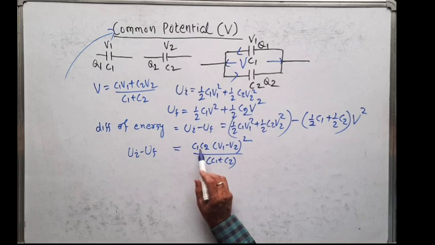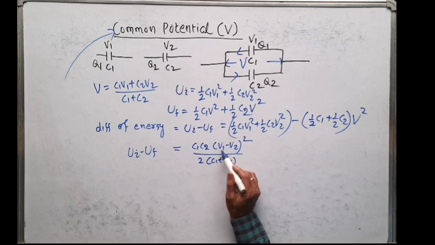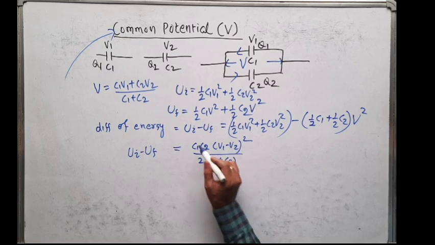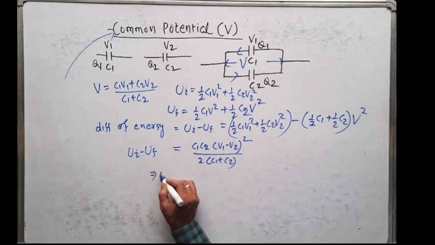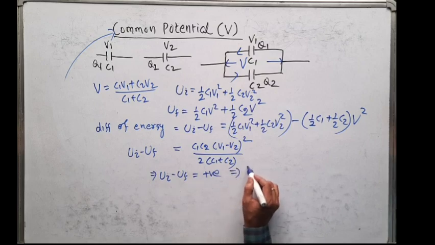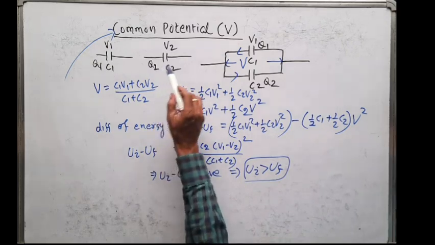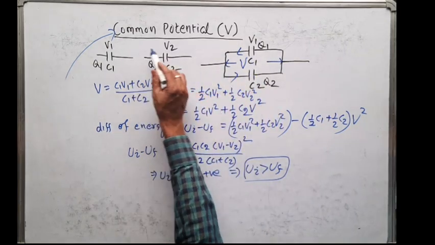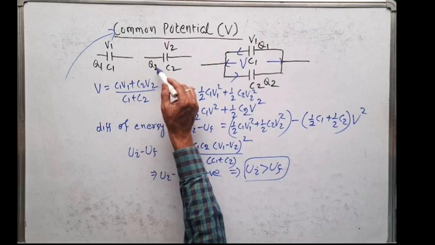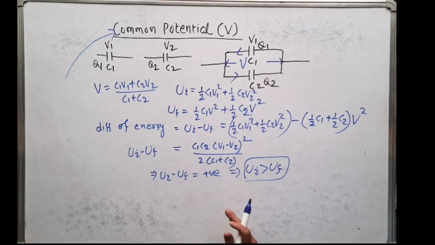Now see, C1, C2 are all positive, and V1 minus V2 is either positive or negative, but the square of this term is positive, so everything is positive. That implies initial energy minus final energy is positive, which indicates initial energy is greater than final energy. So before combination, the total energy was greater than the total energy after combination. Then the question comes: what will that difference in energy do?